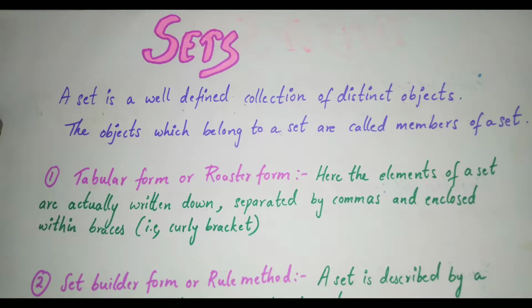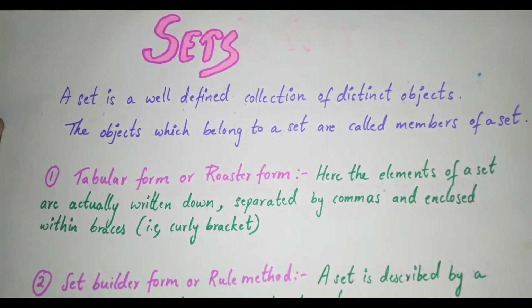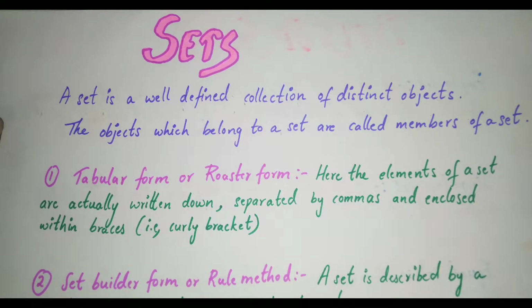Basically the objects are called elements or members of the set. Objects which belong to a set are called members of a set. So sets are a well defined collection of distinct objects, and the objects are called what? Members or elements of the set.